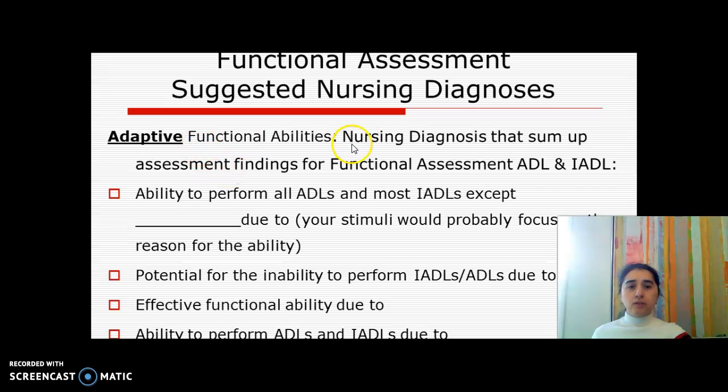Adaptive functional capabilities. So nursing diagnosis sums up assessment findings from the functional assessment of ADLs and IADLs. For example, ability to perform all ADLs and most IADLs except, due to, and use stimuli that focus on the reason for the inability. Keep in mind, I recommend to be more specific. Other stimuli that are frequently overlooked might be availability of a reliable caregiver or caregiver burnout that also can affect the patient's care.